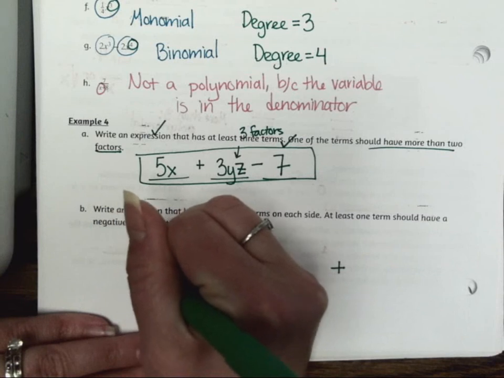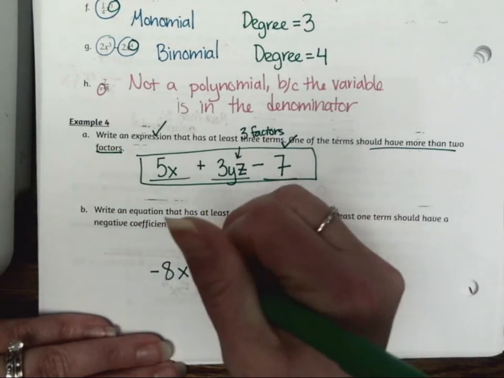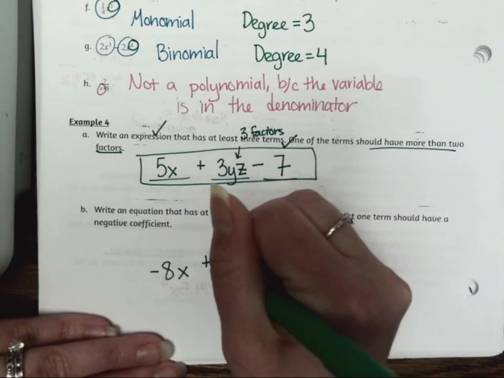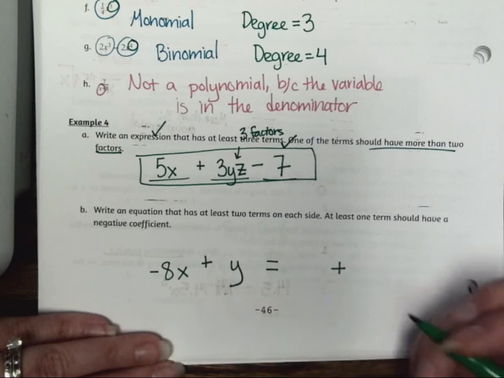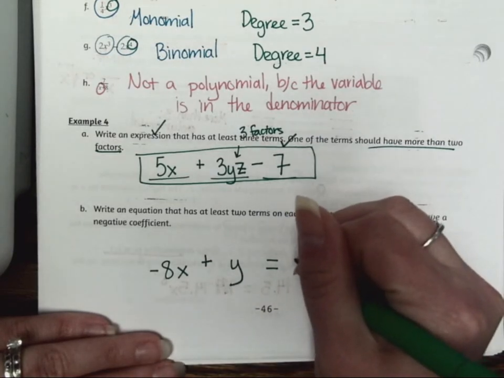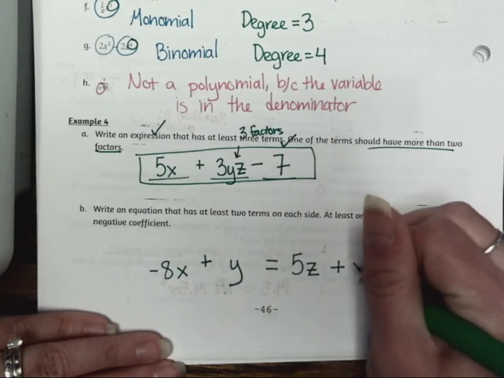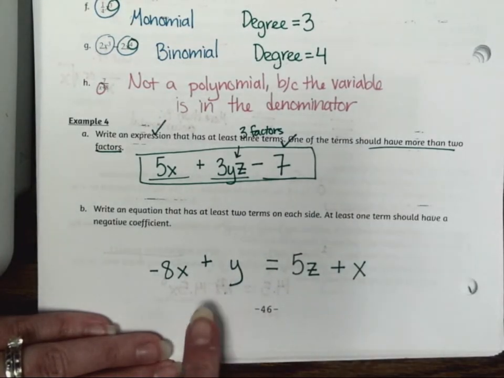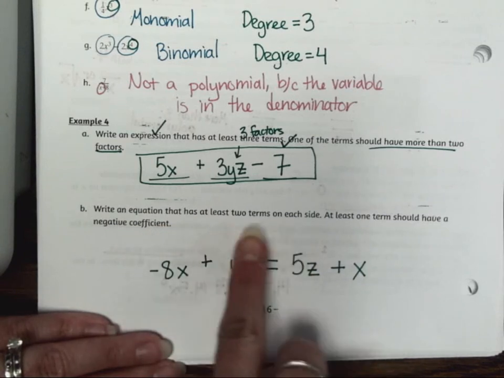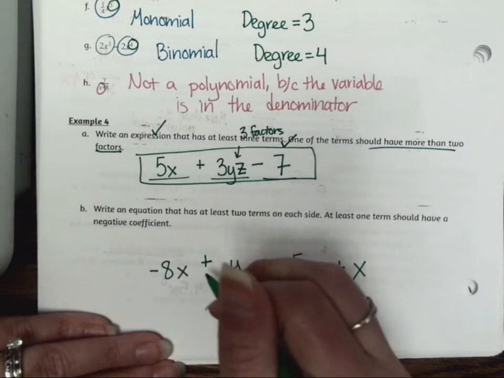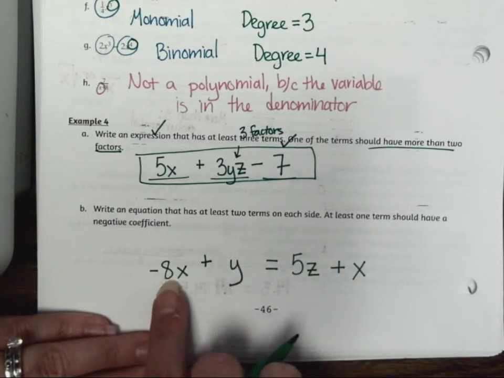Let's say I have negative 8x. Then maybe I want to have my next term be a variable. It doesn't always need a number with it. And then maybe I want 5z and then x again over here. So we have an equation because we have an equal sign. There are two terms on each side because they're separated by the addition. And one of the terms has a negative coefficient.